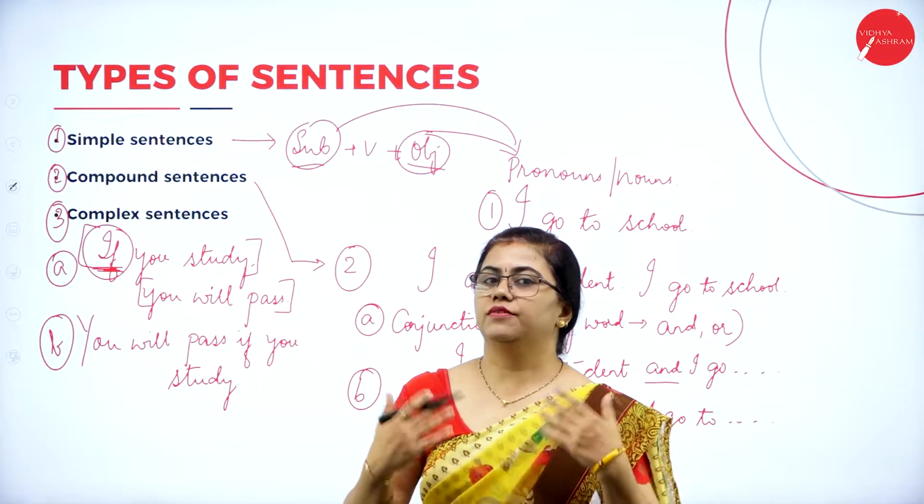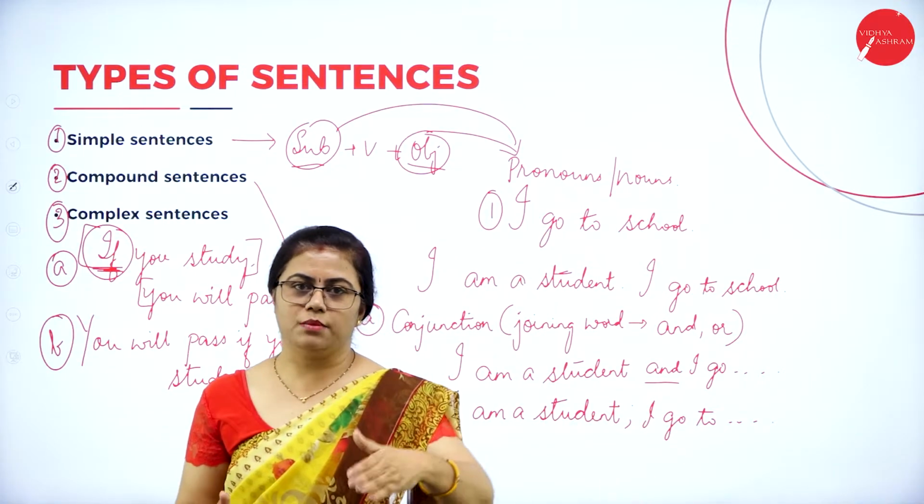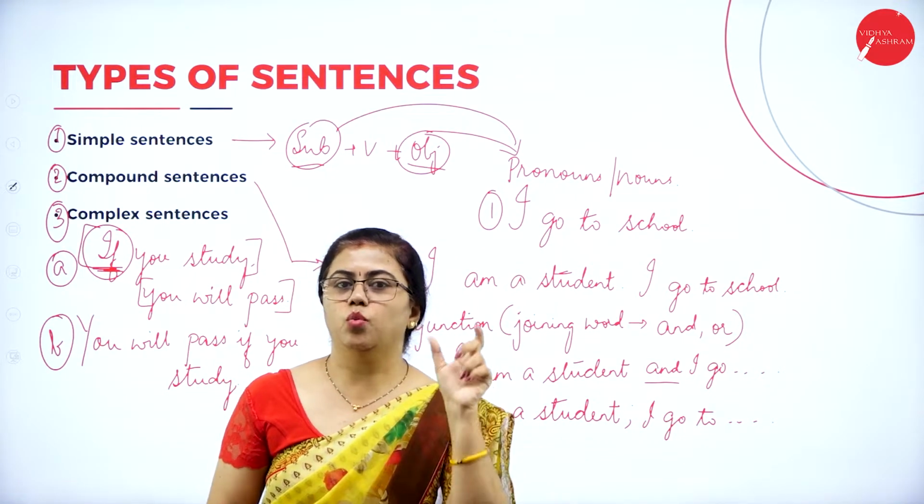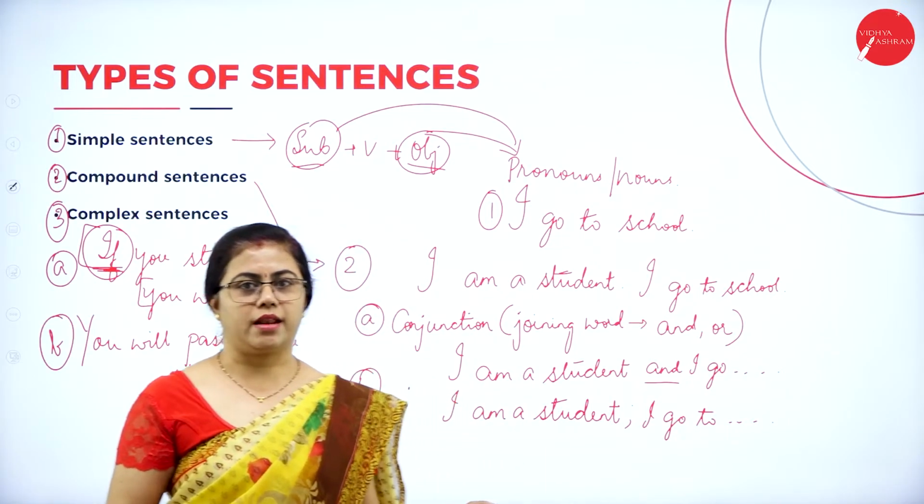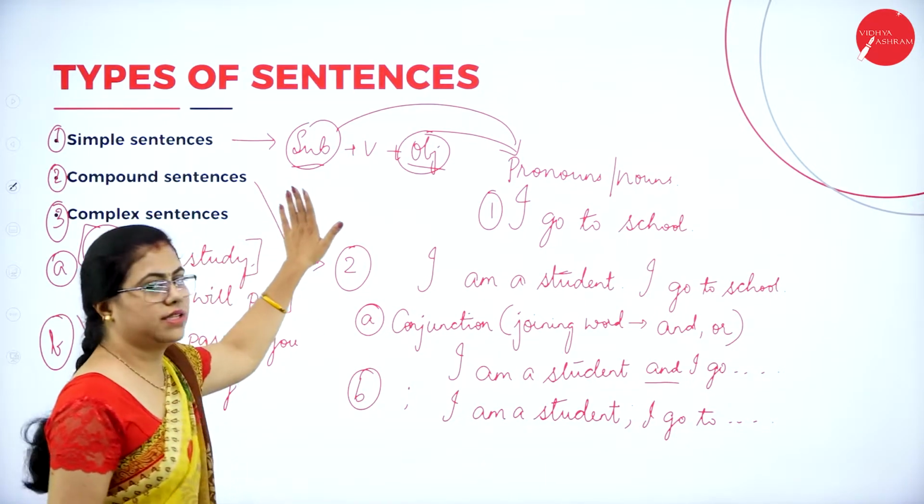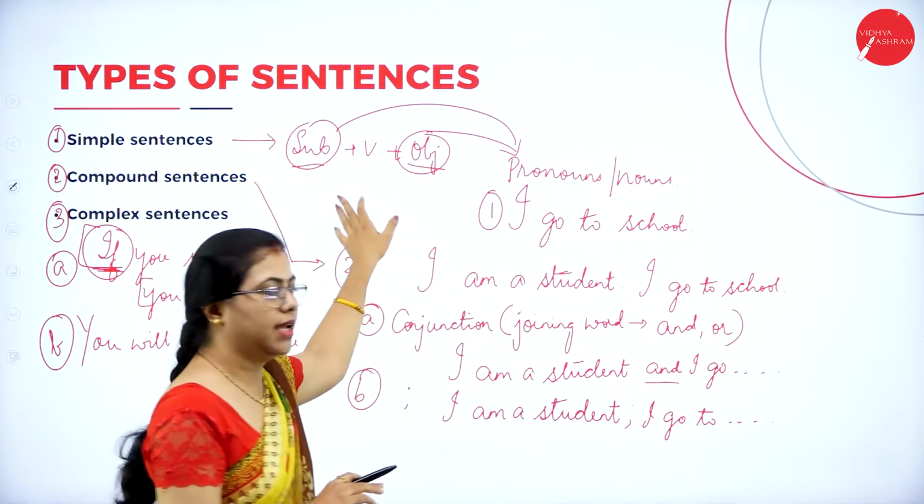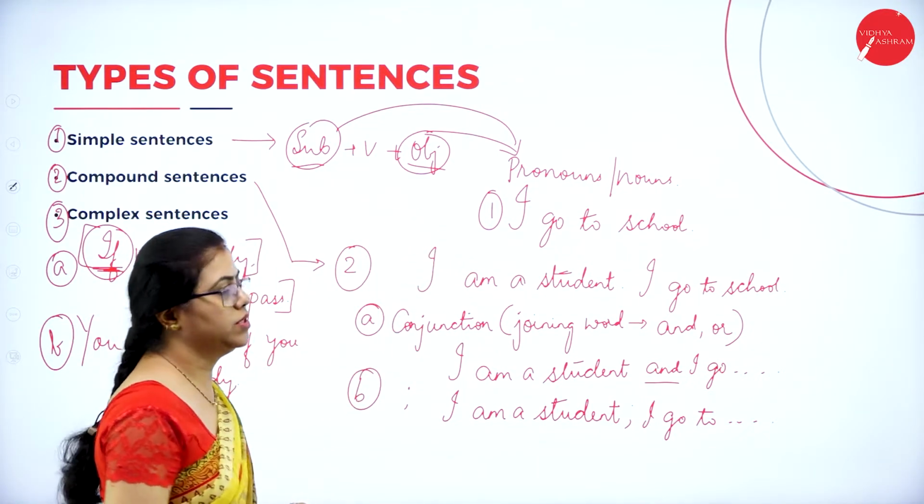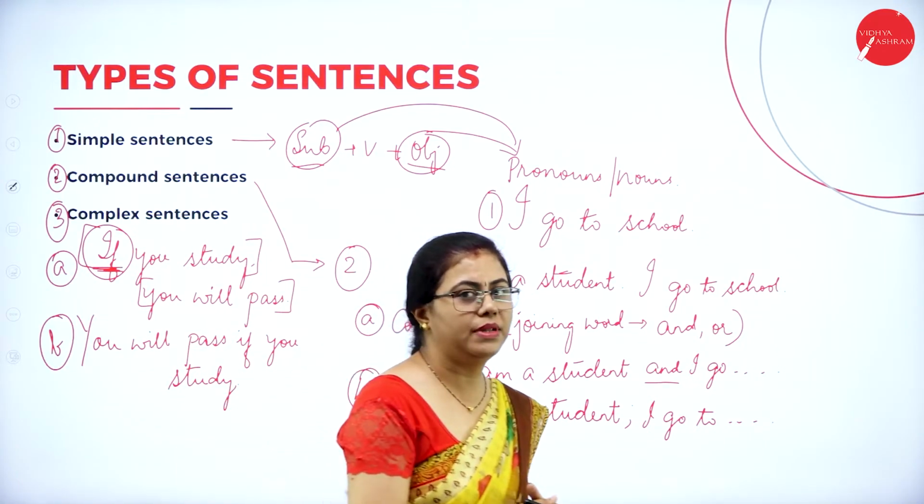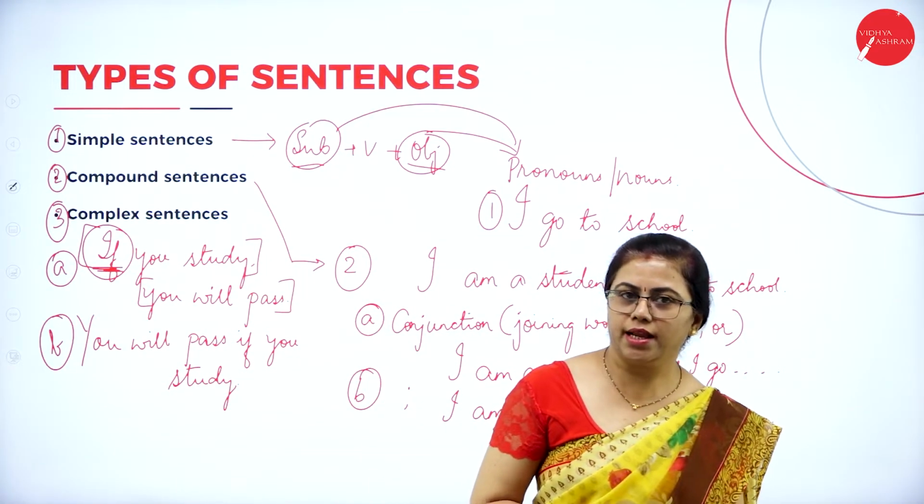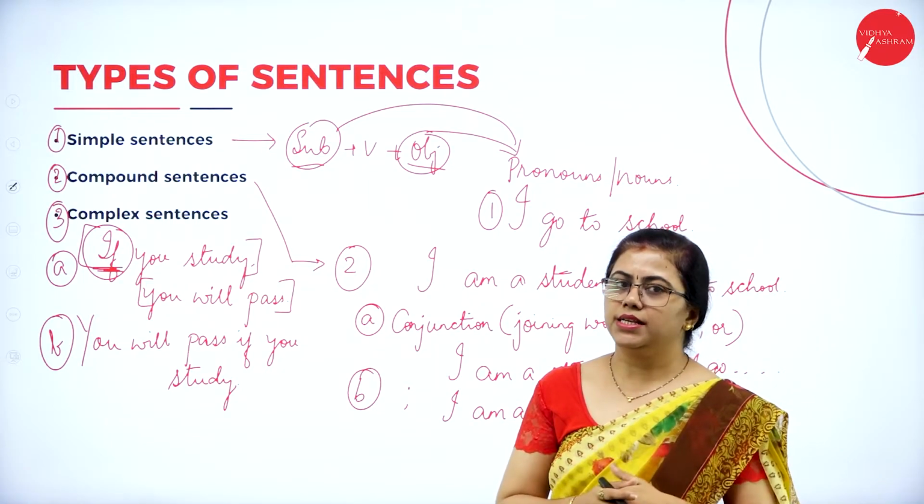A simple sentence gives you direct, complete meaning with a subject and verb in it. Only one independent clause will be there. Okay, so that means one subject and one verb. That combination of one subject and one verb is called a simple sentence. A compound sentence is a combination of two simple sentences. You can either combine it by adding a conjunction or by adding a semicolon.